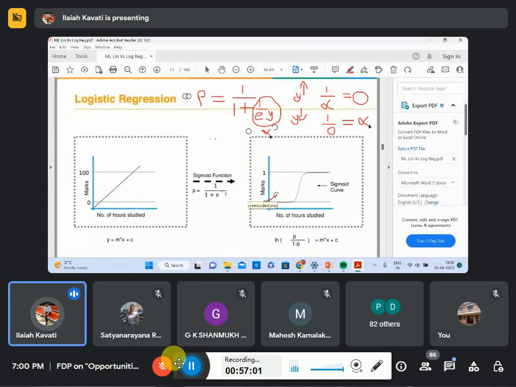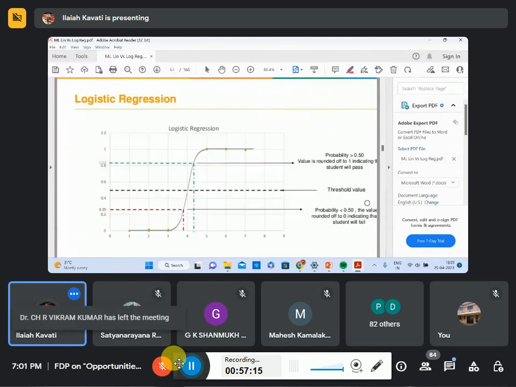Right? So like that, this sigmoid function will convert a linear line, sorry, this is not a curve, a linear line into a sigmoid curve. Either pass or fail. So this is logistic regression. Based on those values, if the probability P is greater than 0.5, the value is rounded off to 1, indicating pass. If the value is below that threshold, it is rounded off to 0, which means he will fail.